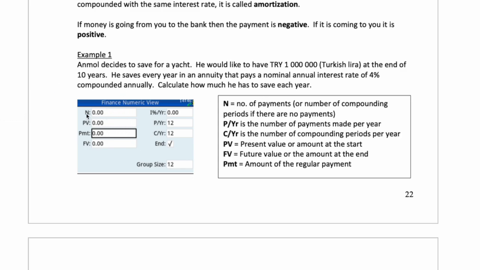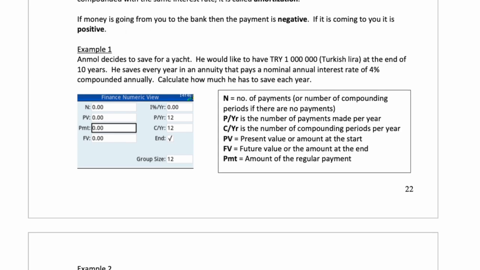And we'll go over all this in some examples, but N is the number of payments, I is the interest rate per year, P is the number of payments per year, C is the number of compounding periods per year. Then we've got present value, future value, and the amount of the payments. Okay, we're going to take payments to the bank to be negative, and money coming into you from the bank or whatever to be positive. But those just need to be opposite. You could do it the other way around as well.